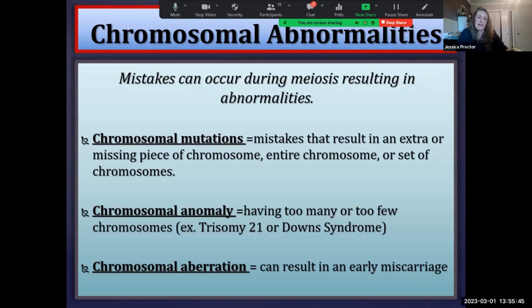What that resulted in is either an egg cell or a sperm cell that had an extra 21st chromosome. So once it combines with the other gamete, let's say the egg cell had the extra 21st chromosome, once it combined with the sperm cell, we ended up with 3 of the 21st chromosome. That's also known as Down syndrome. Chromosomal aberrations are similar, but they're so severe that the body essentially recognizes that fetus as unable to survive, and it usually results in early miscarriage.